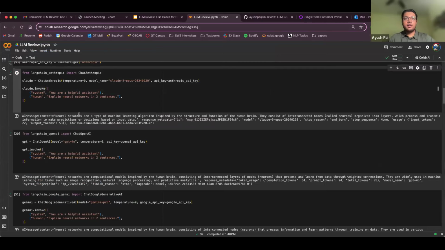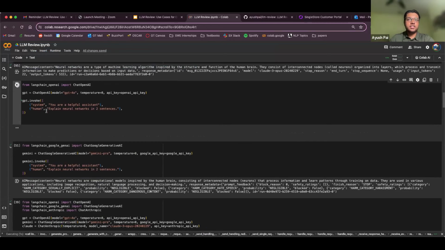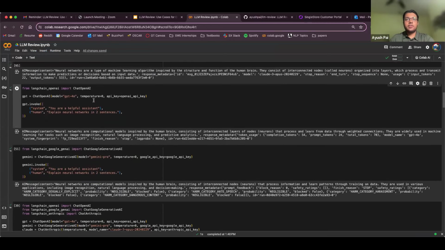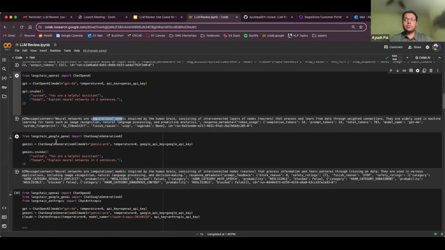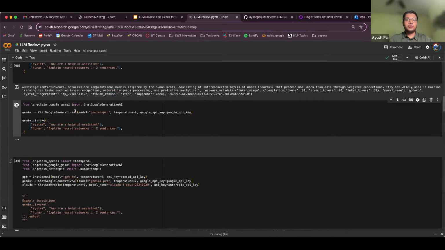Okay, cool. So we get this output right here. Neural networks are types of machine learning, whatever. Then we have our output from GPT, a really similar response here. I mean, they're similar models. You don't know what their data sets are trained on, but obviously you're going to get a pretty similar response if you're explaining in 2 sentences. Similar thing with Google.